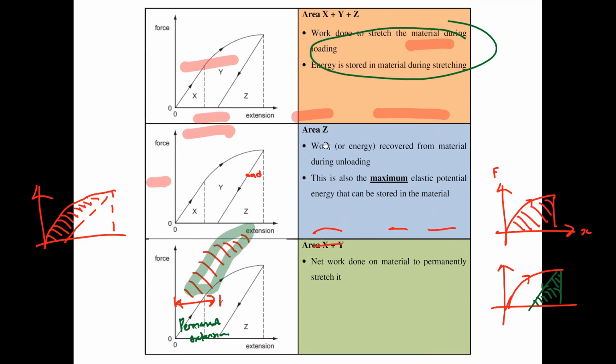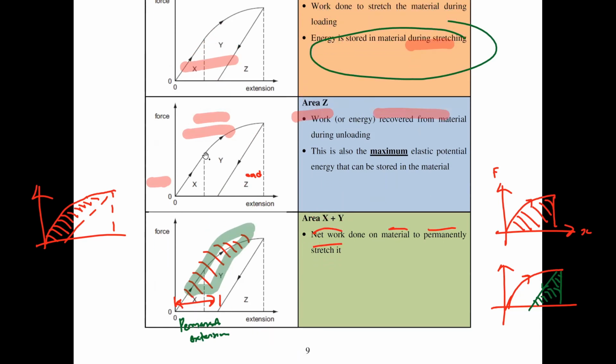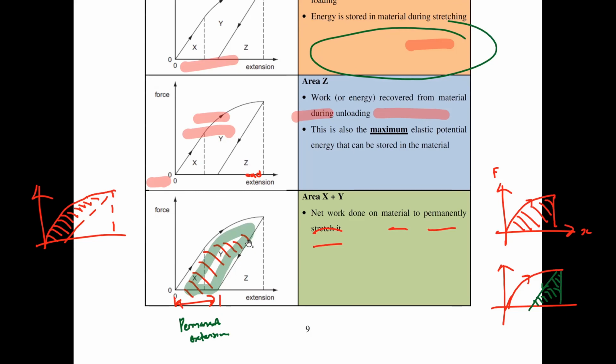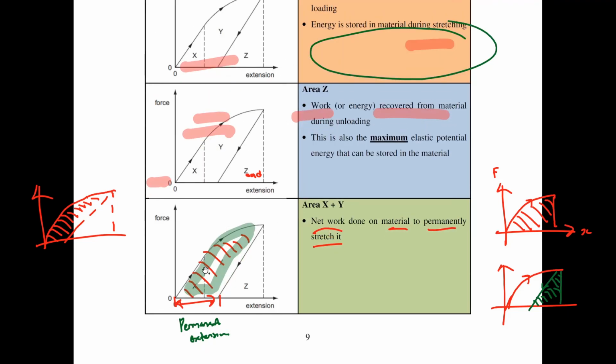And then after that, area Z is the amount of energy or work that you can recover back from the material during unloading. Then area X plus Y here is the amount of net work that you have done to permanently stretch the material. That's what those little areas there mean.